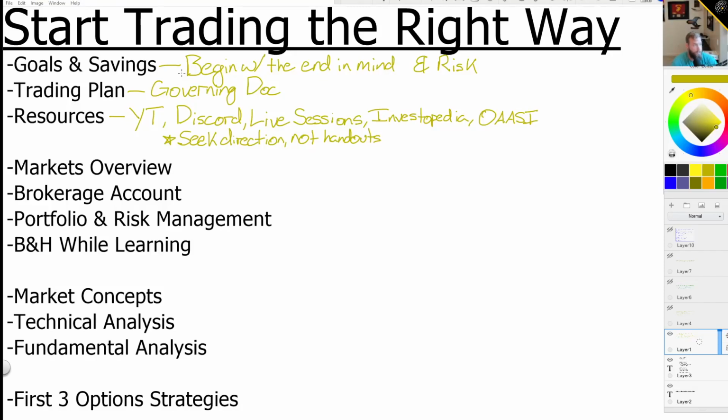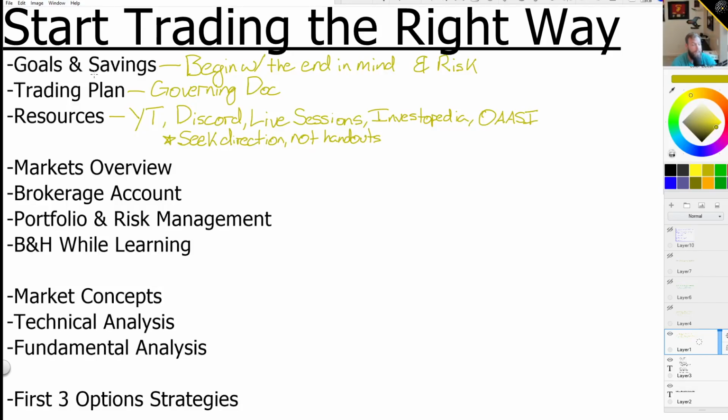So let's start with kind of this general orientation section. The very first thing that I think anybody, especially, again, my family member that's looking to start trading needs to sort out is this. They need to define their goals. Why are they trying to do this? And then get their savings in order.